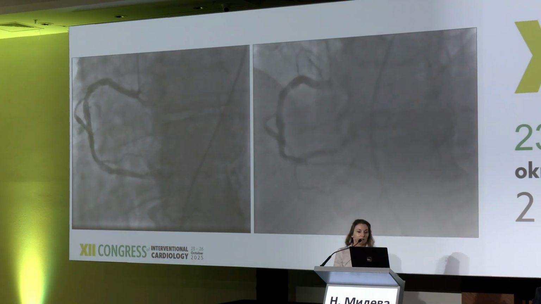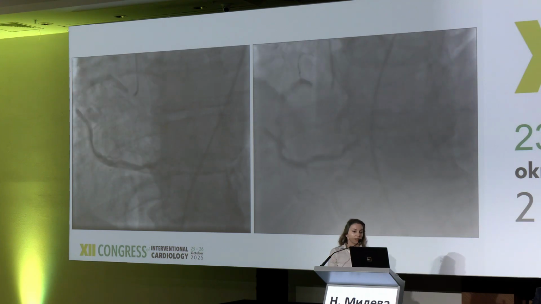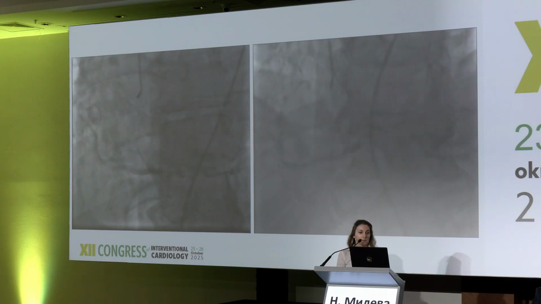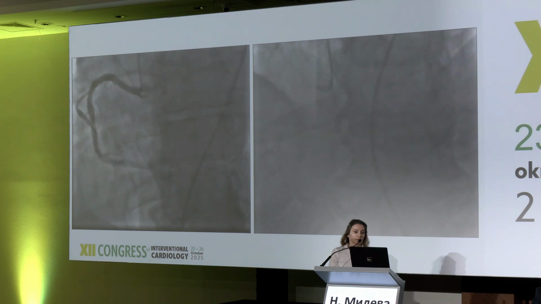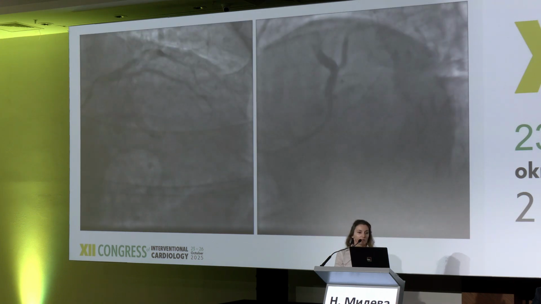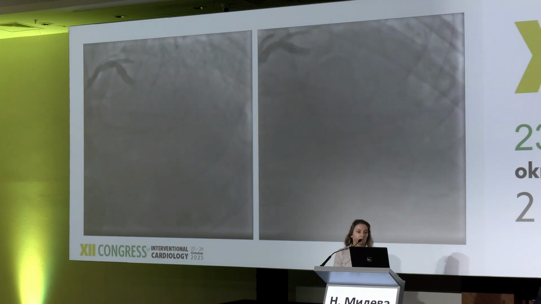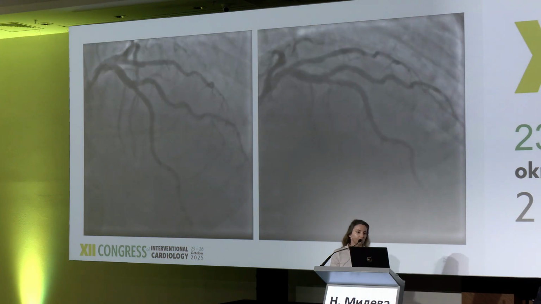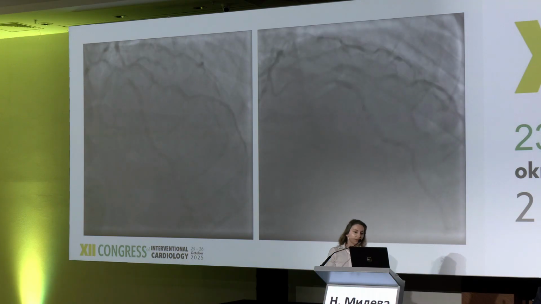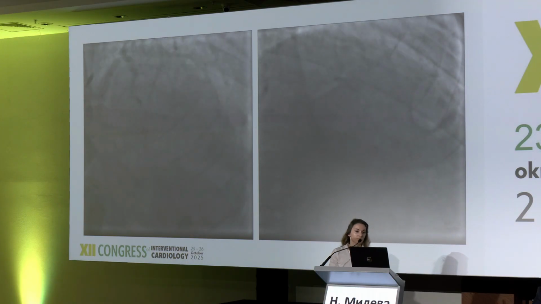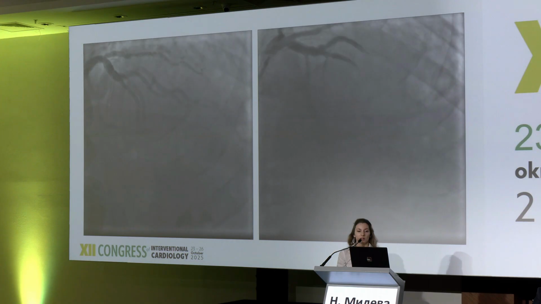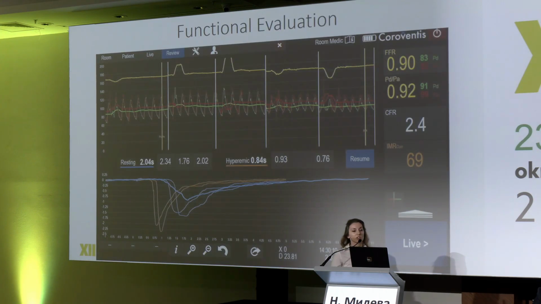What we saw, there is occlusion in the stent in the posterior lateral branch. From the left system, we see some mild stenosis on the LAD, proximal LAD, maybe 40%. So what our colleagues in the cath lab decided to do was functional evaluation in the LAD. We see FFR 0.9, so a non-significant epicardial lesion.